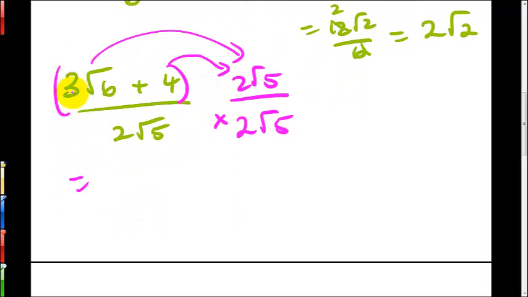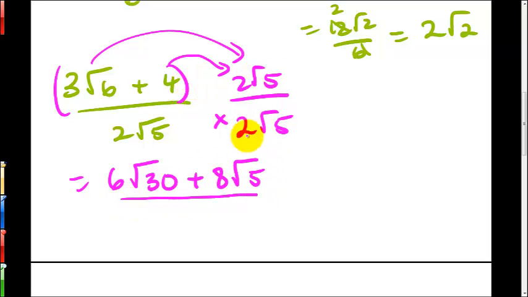So that's going to turn into 3 times 2 is 6. Root 6 times root 5 is root 30. Then plus 4 times 2 is 8. And then there's nothing attached to the root here, so it's just going to be 8 root 5. Over, then what's 2 times 2? That's 4. What's root 5 times root 5? Well, the root 5's kind of cancel out, and what we get is 5. You should have got the habit of that by now.